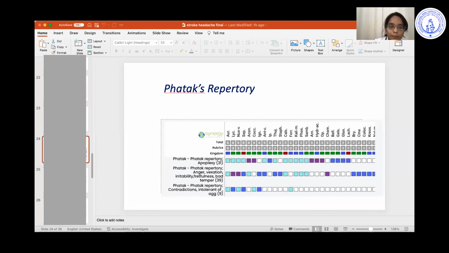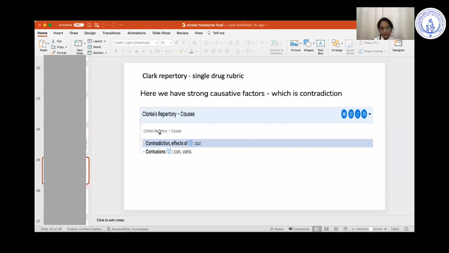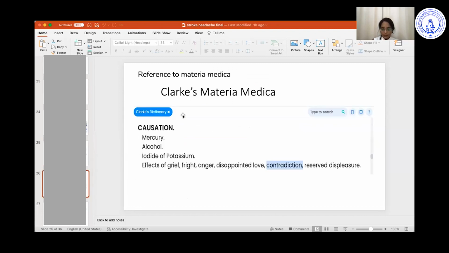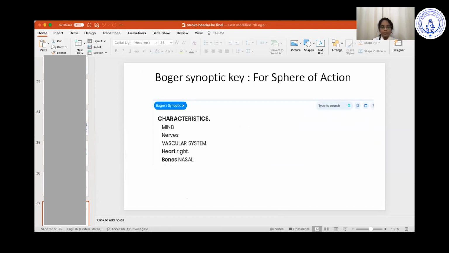So we came to a remedy. And if you see in the Clarke repertory, you can see the cause, contradiction, effect of. And in Clarke it's already marked in the characteristic part that the causation is contradiction, causing the headache and everything. But we need to look at the sphere of action, which is very important for selection of remedy.